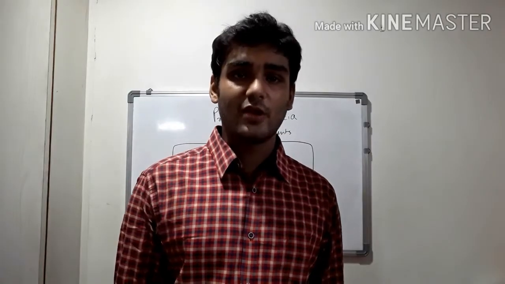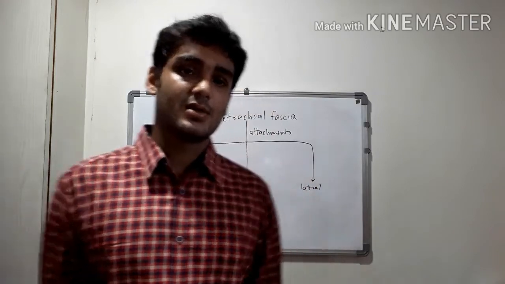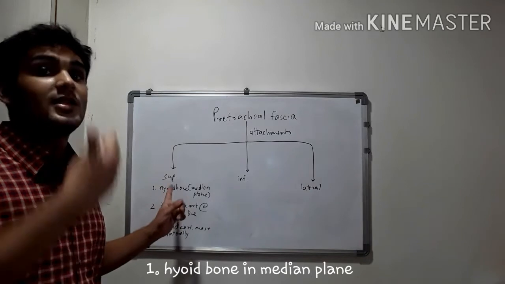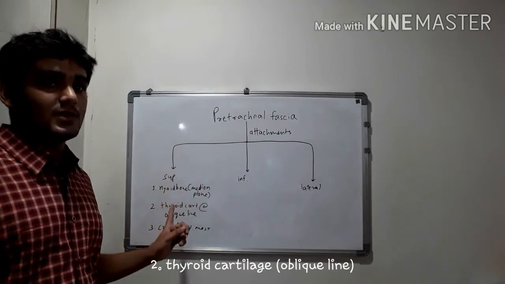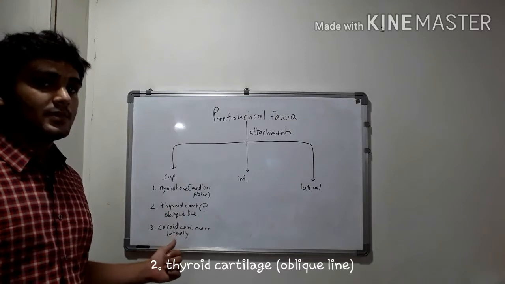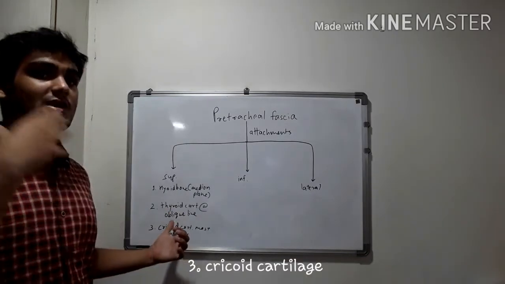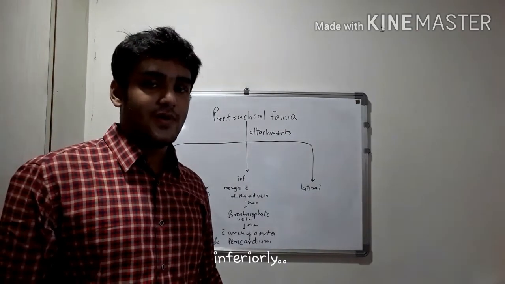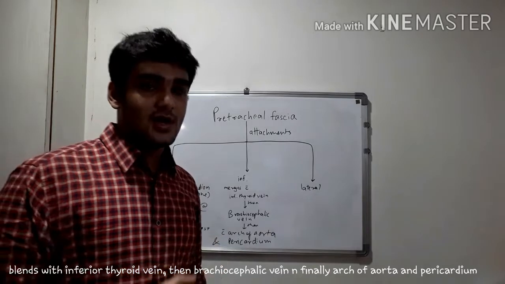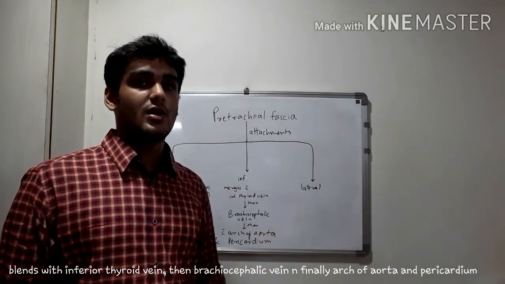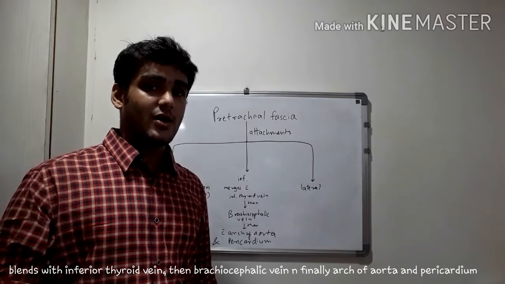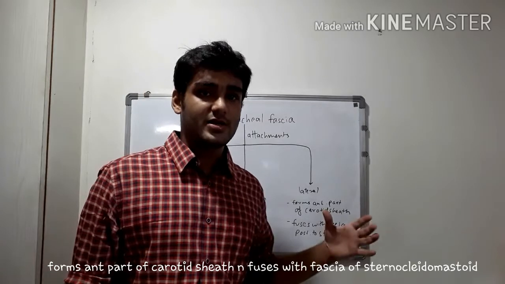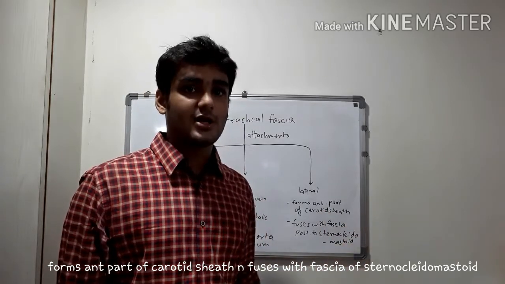Now coming to the attachments of the pretracheal fascia. It has three attachments: the superior, inferior, and lateral. Superiorly, we have the hyoid bone in the median plane, then the thyroid cartilage, the oblique line on the thyroid cartilage, and the cricoid cartilage, which is the most lateral among the superior attachments. Inferiorly, it surrounds the inferior thyroid vein, then the brachiocephalic vein, and lastly, it fuses with the arch of aorta and the pericardium. And laterally, it forms the anterior part of the carotid sheath and fuses with the fascia posterior to the sternocleidomastoid muscle.